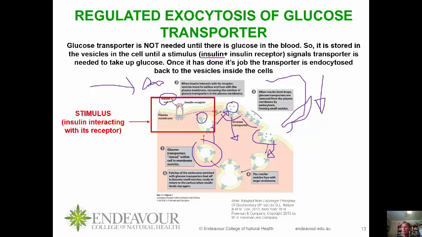So the smaller vesicles fuse with a large endosome, this is number 4 here, and then they just stay in this form until required. So patches of the endosome enriched with glucose transporters bud off to become small vesicles, ready for return to the surface when they're required. So that's why it's regulated. With regulation, it needs a stimulus. This here is the important part: you must have a stimulus. And in the case of glucose, it is increased glucose in the blood.